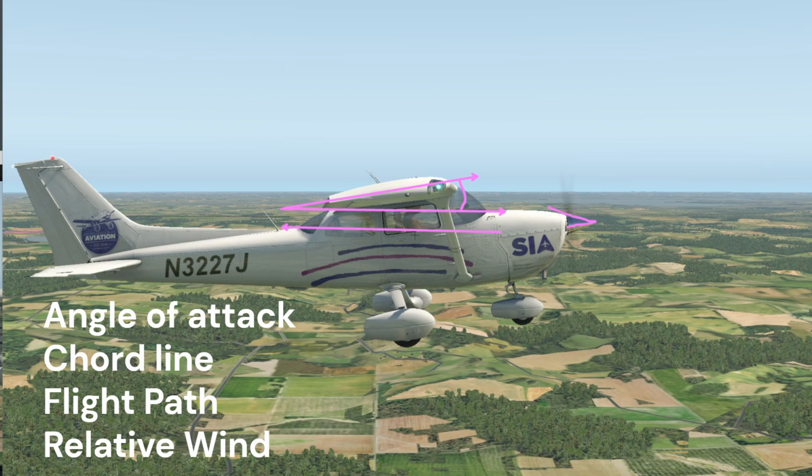The aircraft is traveling in this direction. The relative wind is in this direction. It's actually hitting the aircraft on this side here.